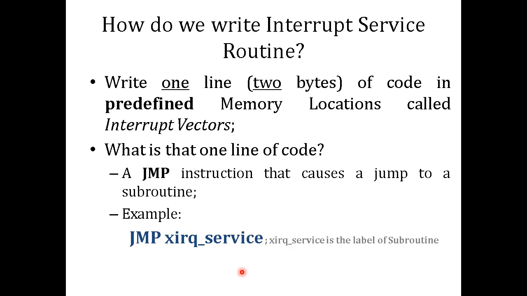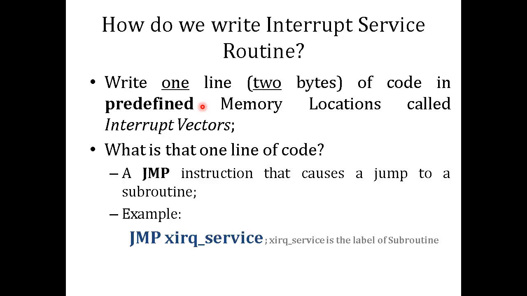Now, to understand the interrupt service routine, meaning the subroutine that you write, the first question is, how do we write the interrupt subroutine? There might be some special procedure, right? We actually write only one line of code in predefined memory locations called interrupt vectors. Now remember, in our computer, in our memory locations, we have some reserved, predefined memory locations.